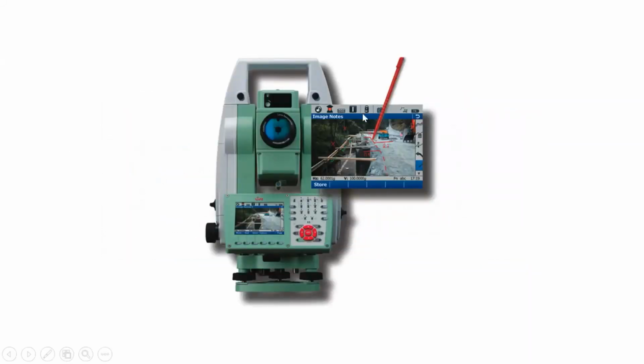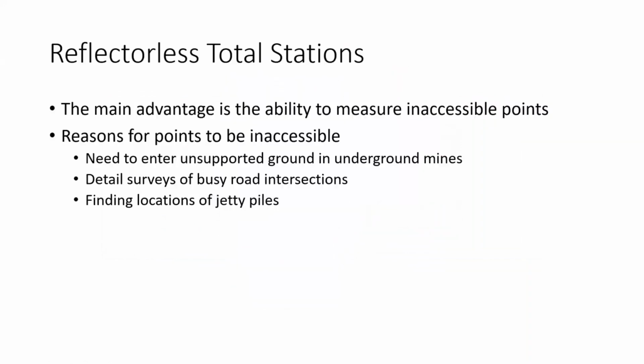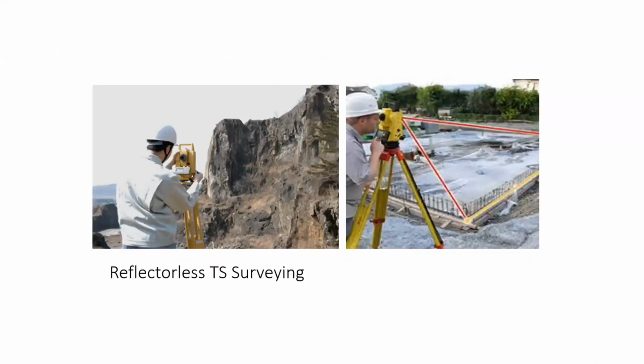Everything can be seen on the screen in the field itself. And as I said, the images can be taken. There is a camera, so over the image we can see whether the line is exactly taken properly or not. Such advanced instruments have come in the market. There is something called reflectorless totalization. Usually the instrument will come with a reflector. The instrument is pointed to the reflector, and the distance is calculated to that reflector, and also the angles, vertical angles or whatever.